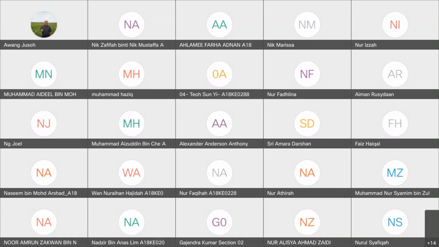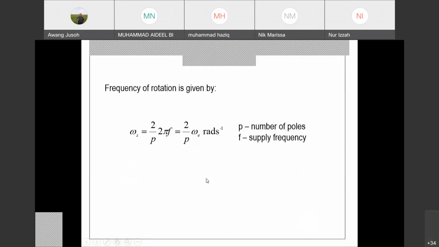Okay, so the frequency or the speed of the flux is given by Ns or omega s. Ns is speed in terms of rotation per minute. So when we divide by 2 pi over 60, we get this formula. We can also present the synchronous speed in radian per second. That means 2 omega e divided by p, where omega e is equal to 2 pi fe, which is fe is our supply frequency.